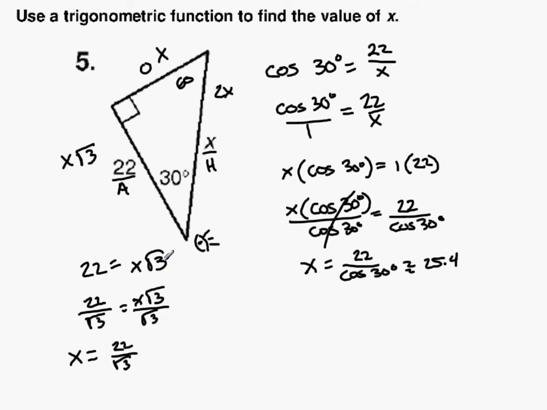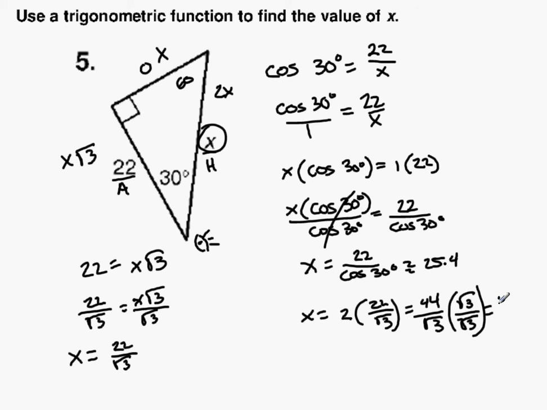And you know, the amount that we're looking for is twice that. So I know that this then is going to be equal to 2 times 22 over square root of 3, which would be 44 over square root of 3, and multiplying that by a form of 1, I would get 44 square root of 3 over 3.